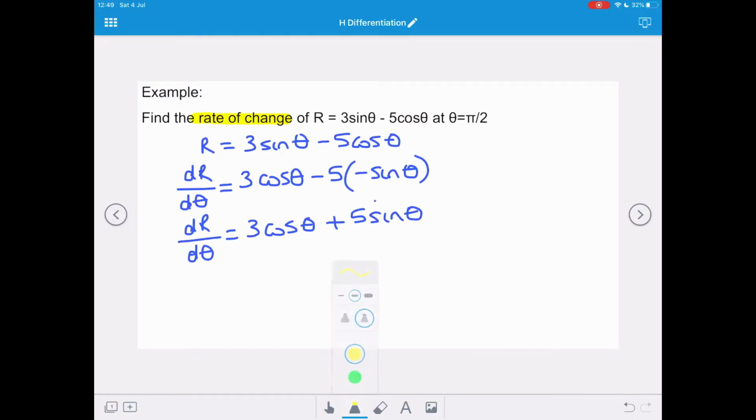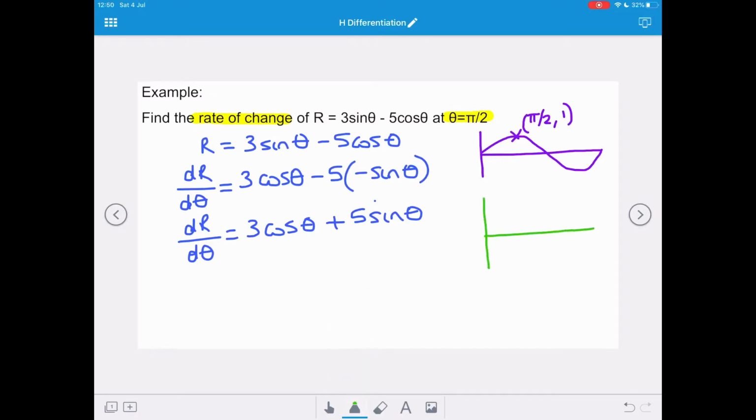Now, we need to evaluate when theta equals pi over 2, and so we need to consider the curves of sine theta and cosine theta. So if we quickly sketch these, our sine theta curve has a value of 1 at theta equals pi over 2. And for our cosine curve, at pi over 2, our cosine curve has a value of 0.